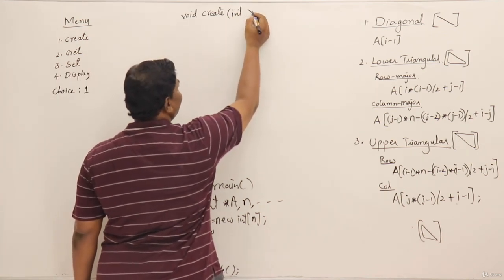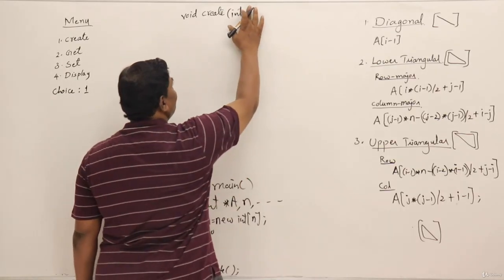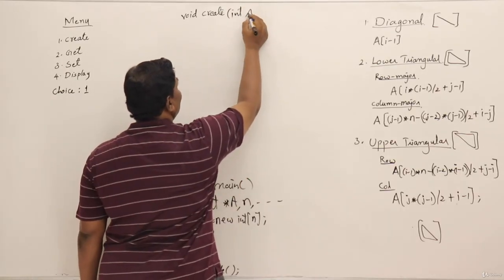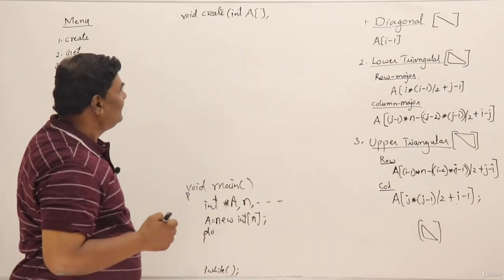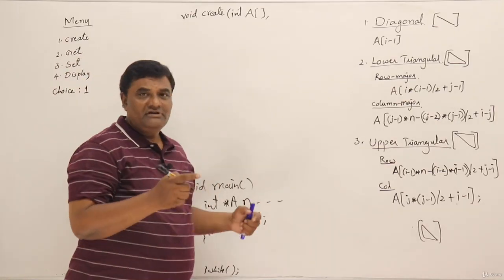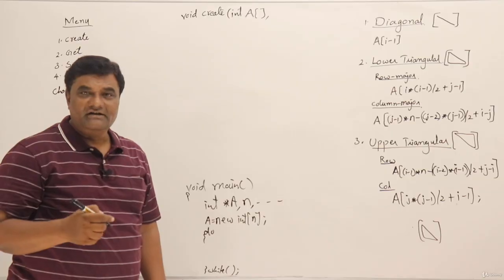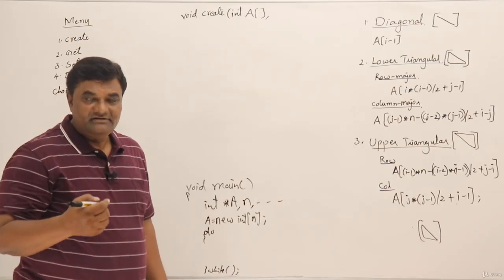I will take the name as A or X, any name you can take. So okay, better take the name as A only. It needs an array. This is how we can take an array as a parameter. We can give square brackets also, or even we can use a pointer, a star, an asterisk.